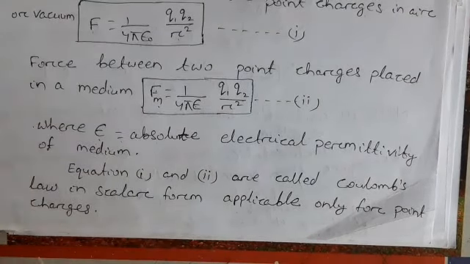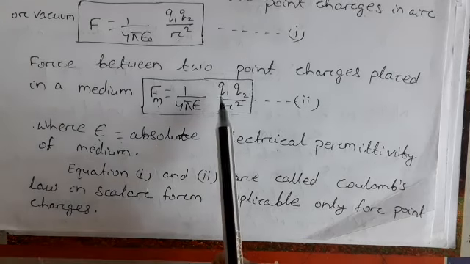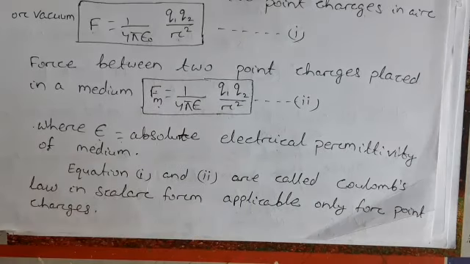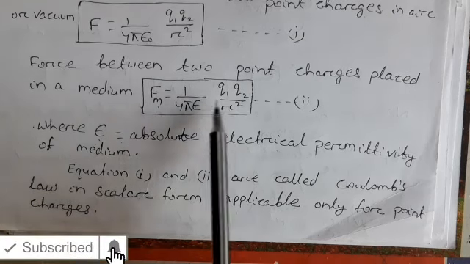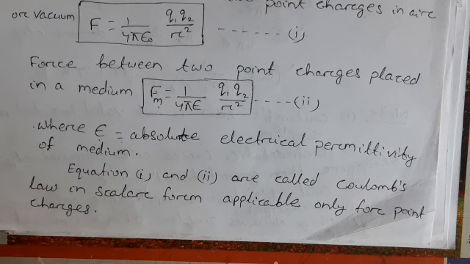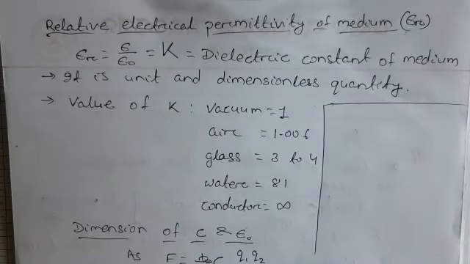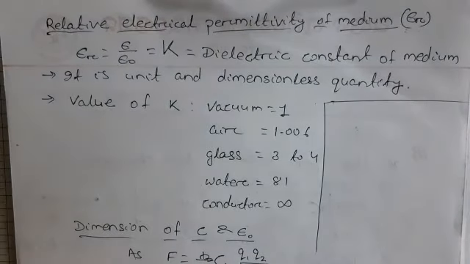When will this formula be applicable? We definitely have to take Q1 and Q2 as point charges. Otherwise, for a charged body that force cannot be applied, that will be a different part. But this Coulomb's law is applicable only for point charges, that I can say Q1 and Q2. Now we will discuss another term, relative electrical permittivity of a medium.